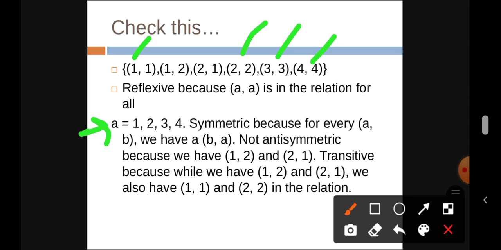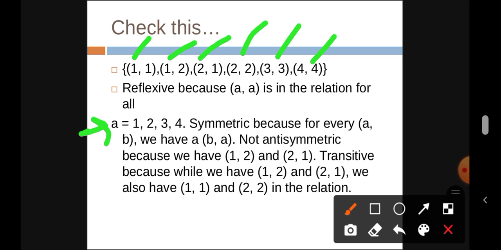This is symmetric, right? Because for every AB we have BA. Here we have 1, 2, so 2, 1 is also there. So we can say this is symmetric, but this is not anti-symmetric because 1, 2 is there, 2, 1 is also there.